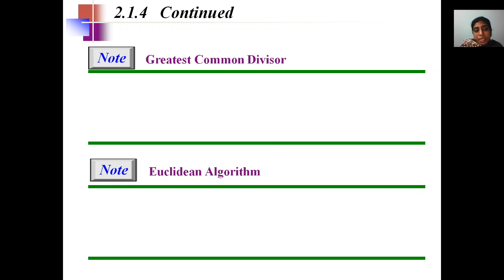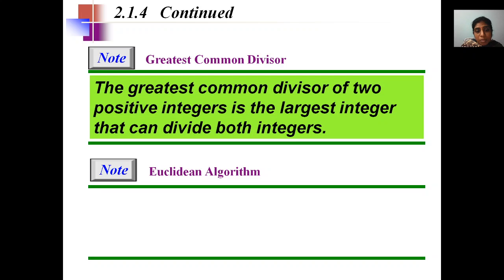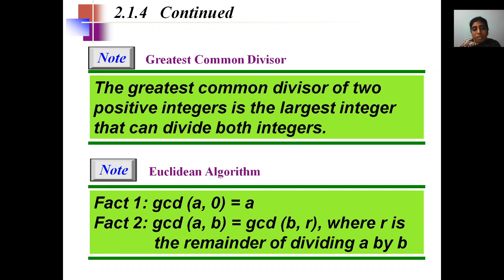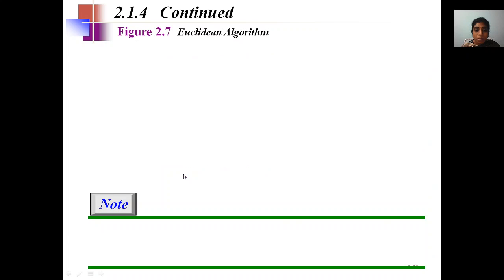So what is meant by the greatest common divisor, that is GCD? GCD is the largest integer that can divide both integers. Based upon the GCD, we have the Euclidean algorithm. In the algorithm, the GCD of a comma 0 is equal to a, and the GCD of a comma b is equal to the GCD of b comma r, where r is the remainder of dividing a by b.